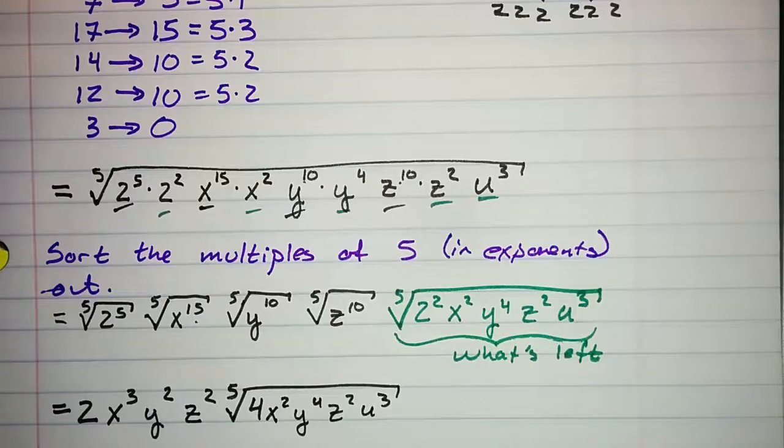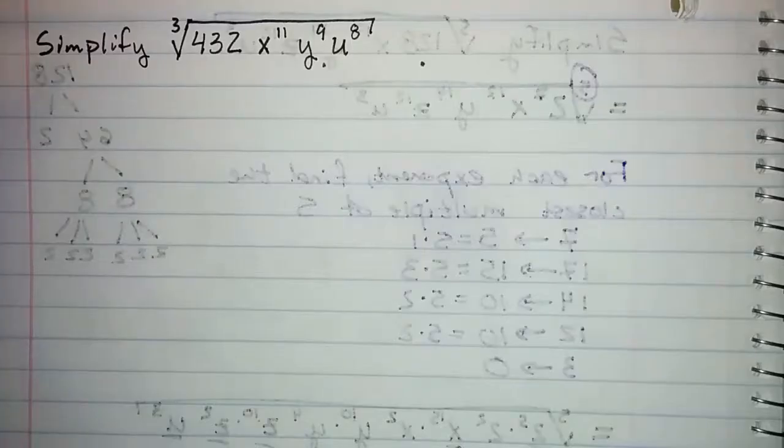I'm going to give you one of these to try, a long, complicated one. Simplify the cube root of 432 times x to the 11th times y to the 9th times u to the 8th. Pause the video and try this now.